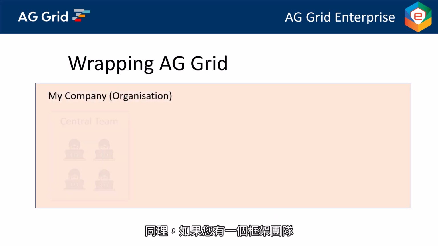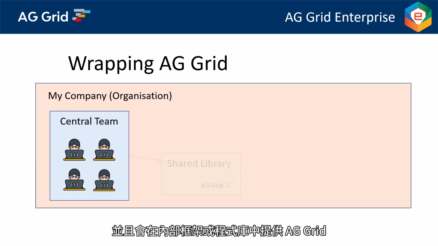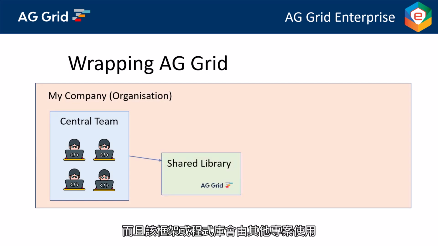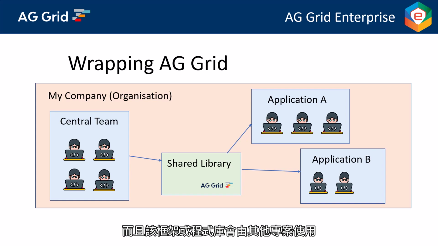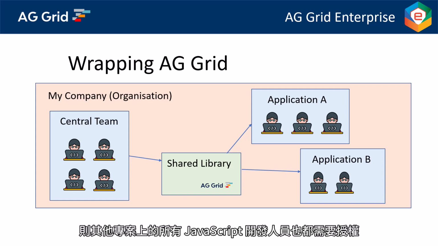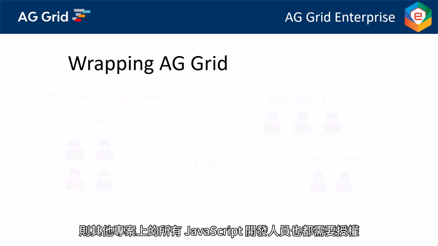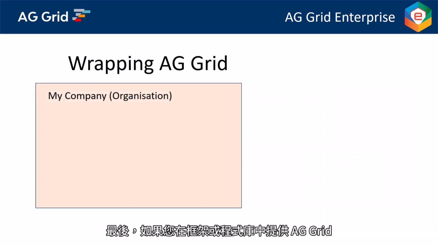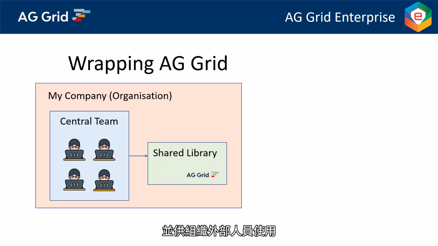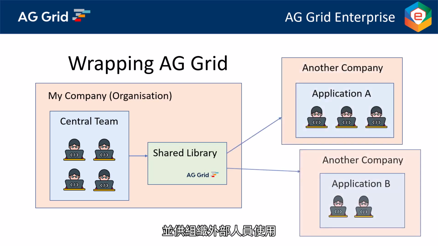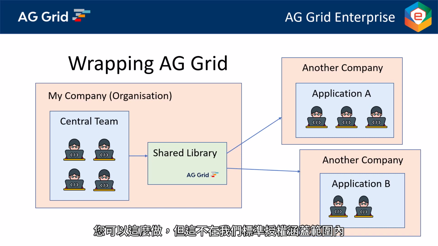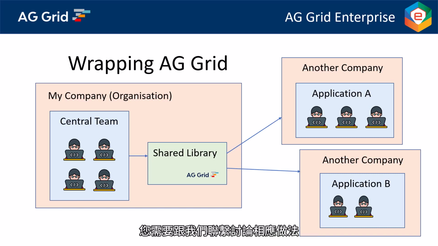Similarly, if you have a frameworks team and you're providing HG Grid as part of an internal framework or library, and then that framework or library is consumed by other projects, then all JavaScript developers on those other projects also need to be licensed. And lastly, if you're providing HG Grid as part of a framework or library and making it available outside of your organization, well, that's not covered by the license. You can still do it, but it's not covered by our standard license. You'll need to get in touch with us to discuss that.